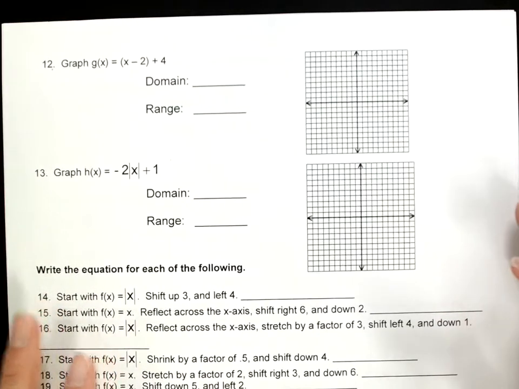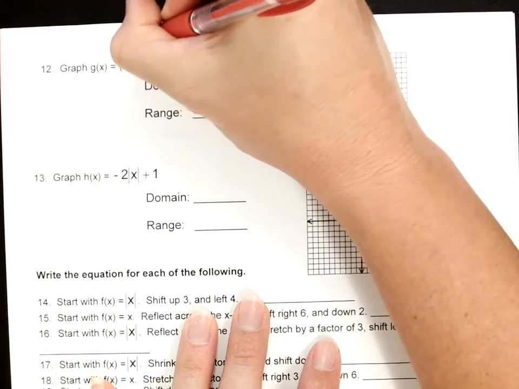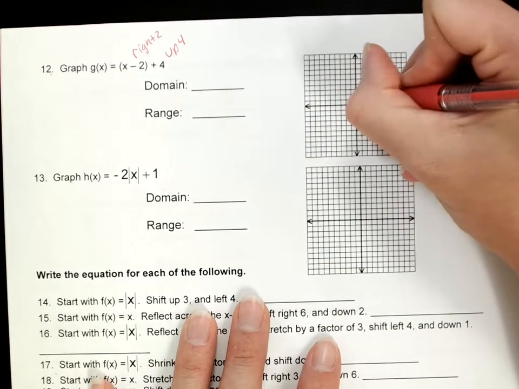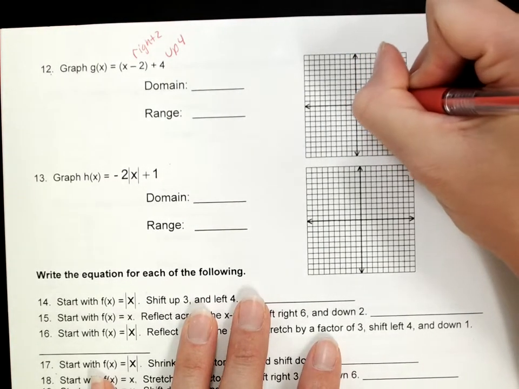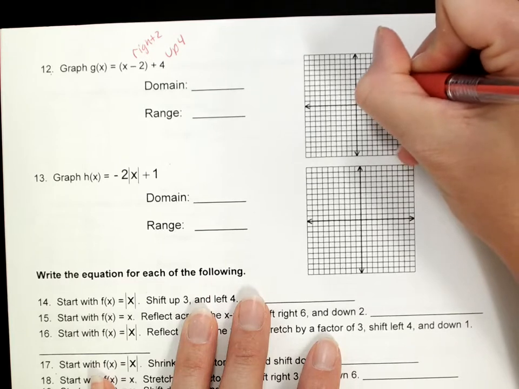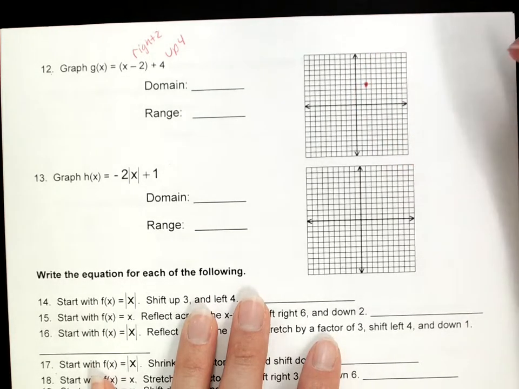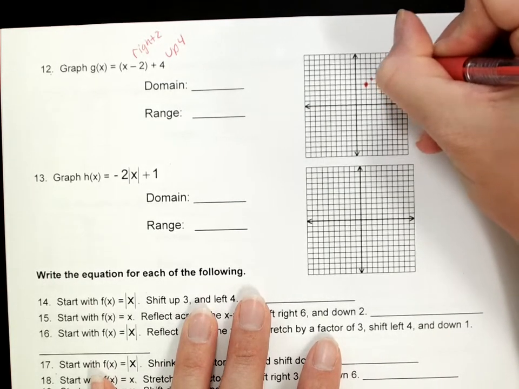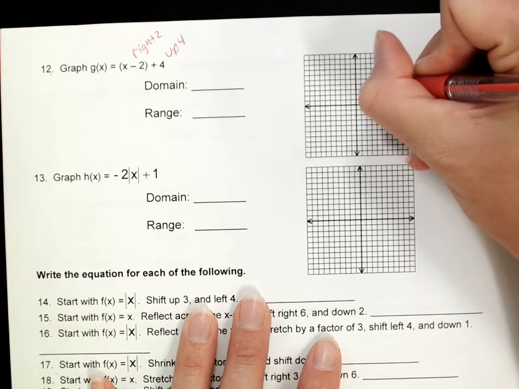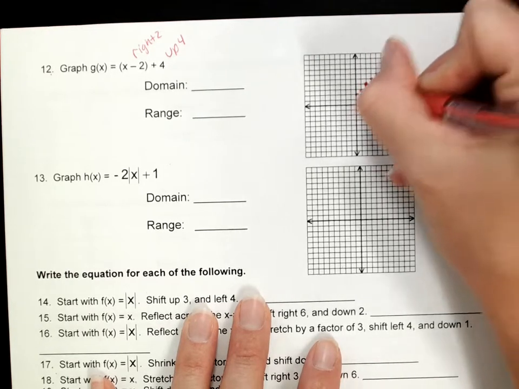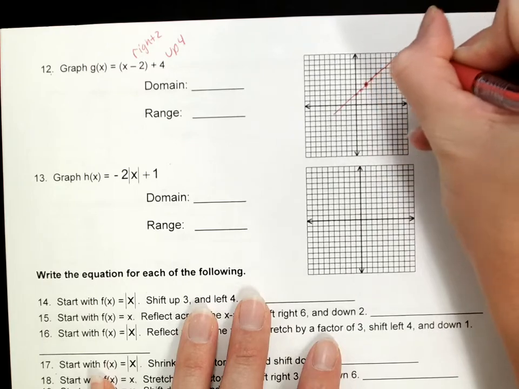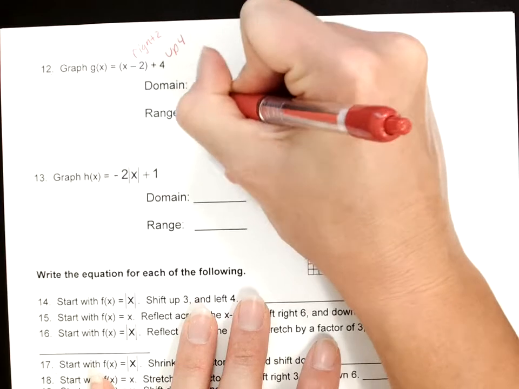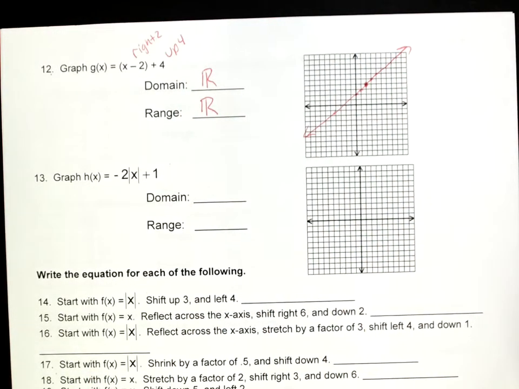Here's another linear graph that's going to move right 2 and up 4. So again, my first point is 0, 0. If I go right 2 and up 4, I can put a dot. From there, I haven't reflected or stretched, so I know my next point is 1, 1, and 2, 2, negative 1, negative 1, and negative 2, negative 2. Domain, still all real numbers. Range, still all real numbers.